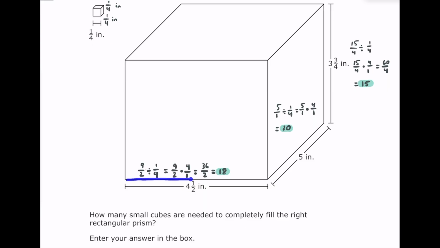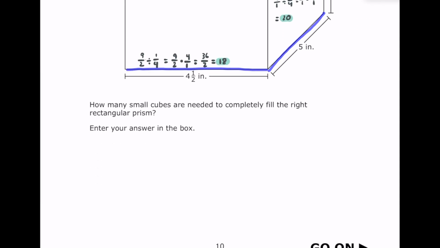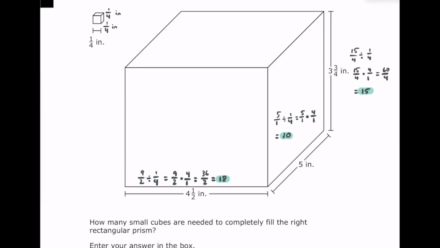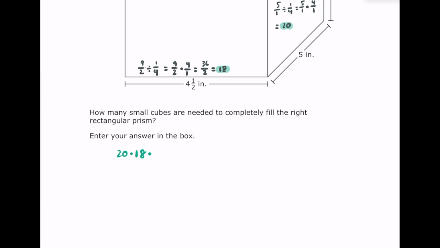So if we know that there's 18 cubes across here, and there's going to be 20 rows of them, 20 rows of 18, we can go ahead and just multiply and say 20 rows of 18. That's going to be 360, I think, across the bottom, right? But then how many layers are there? Well, there's going to be 15 layers stacked on top of each other of these 360. So if we multiply this by 15, we should get the total number of cubes here.